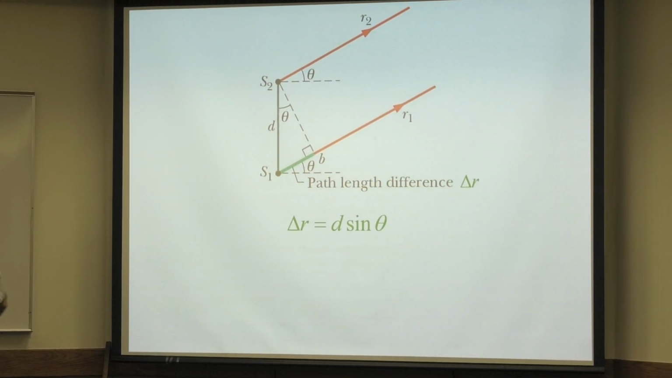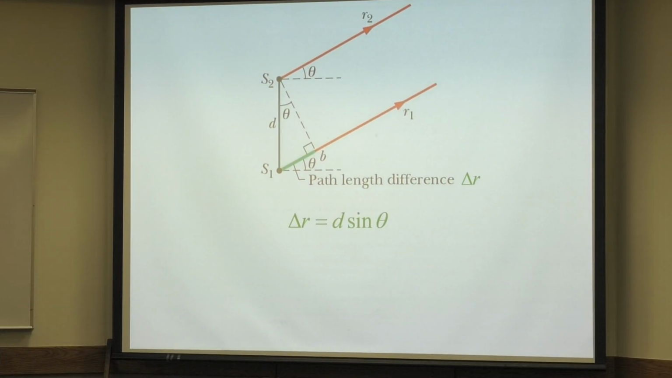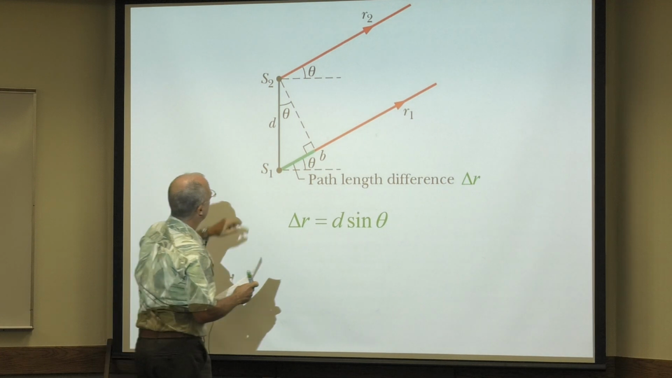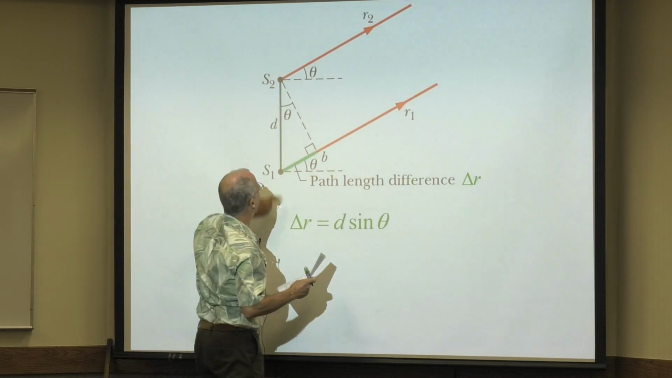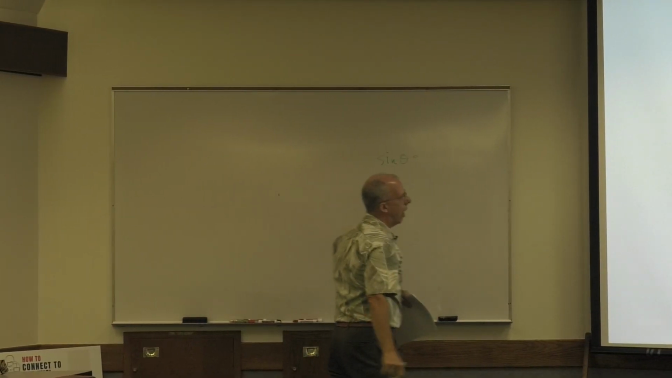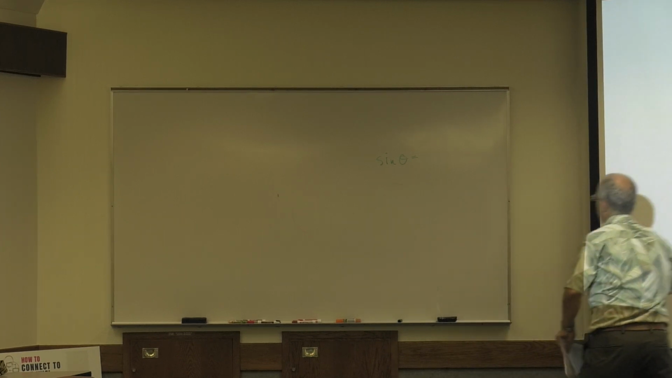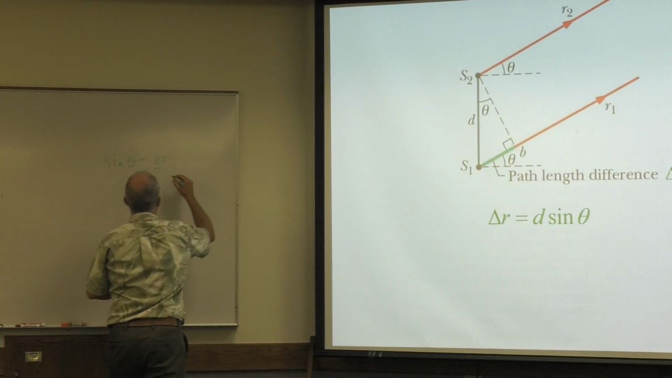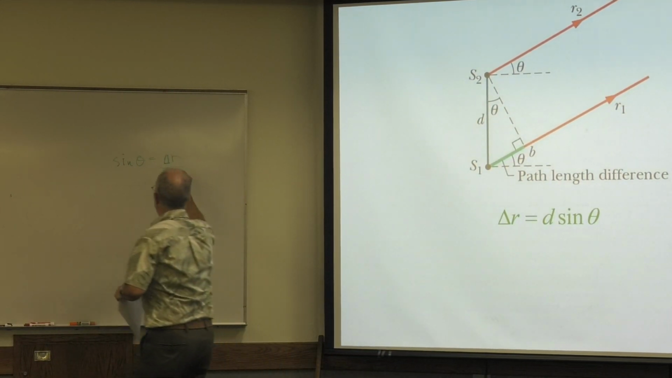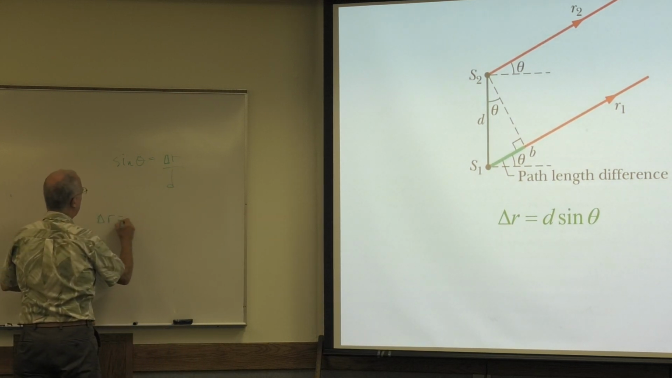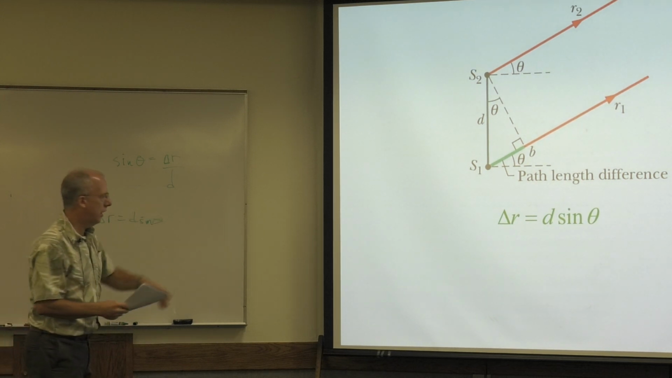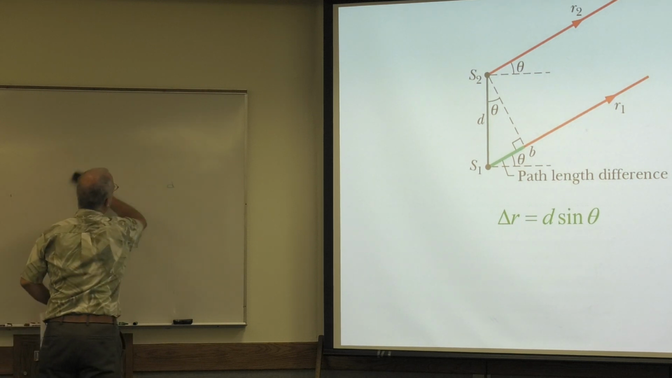Okay, I hope everybody got that, right? Just look at that. What is the sine of theta? Well, it's opposite over hypotenuse, right? So sine theta is opposite over hypotenuse. Opposite is this delta R, and the hypotenuse is d. So therefore, just multiply. Delta R equals d sine theta. Okay, so that's the path length difference. Delta R is d sine theta. All right, wonderful.